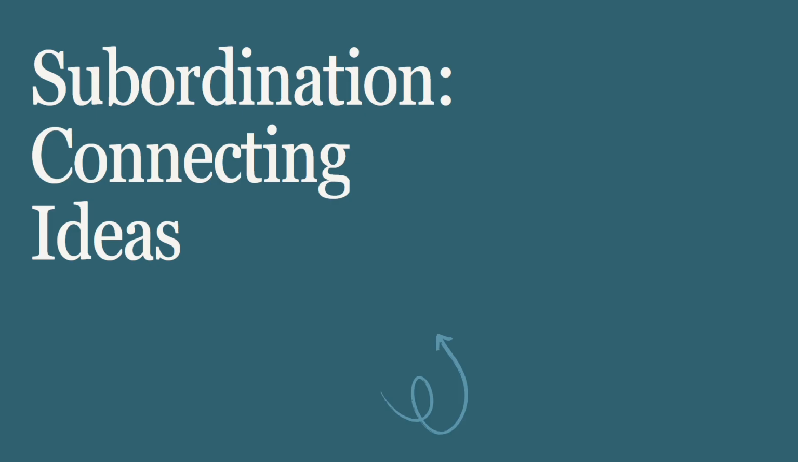You already know coordinate conjunctions like and, but, or so. These join ideas that are of equal importance. Subordinating conjunctions, on the other hand, join ideas where one is more important than the other.